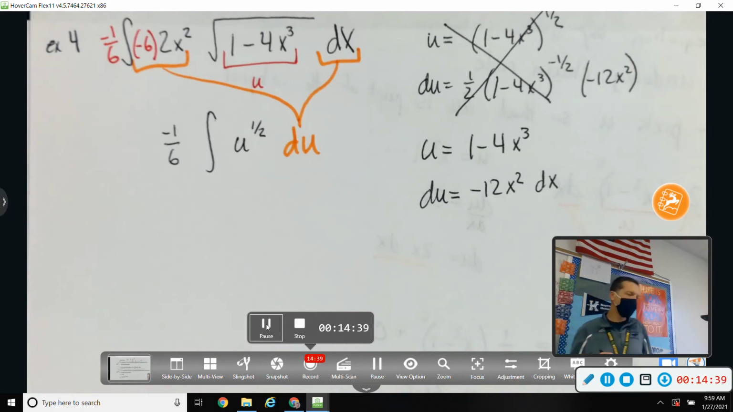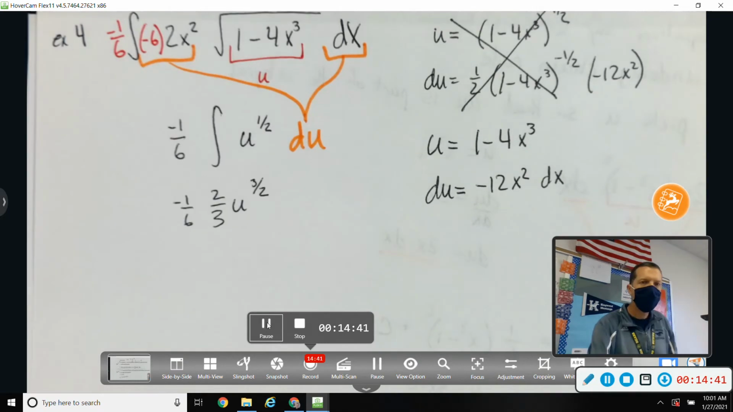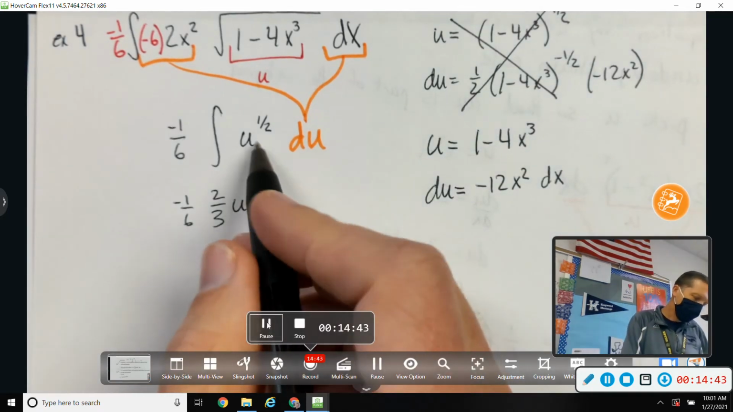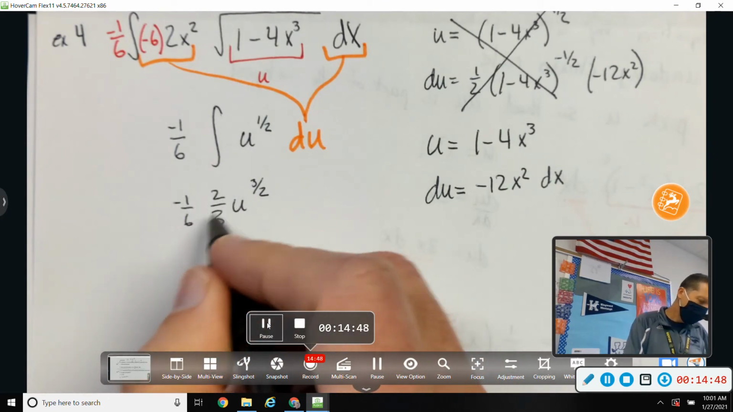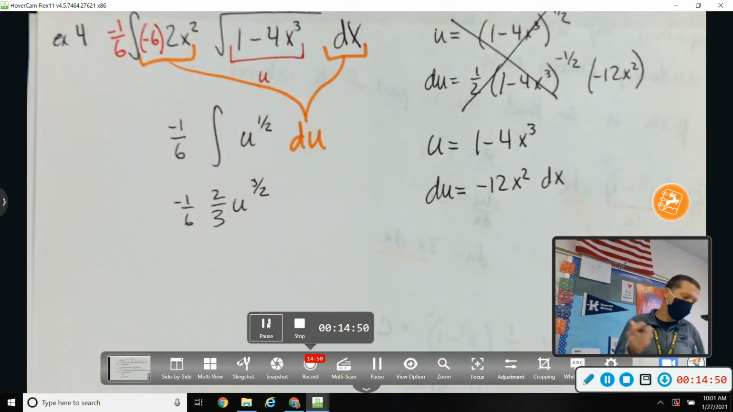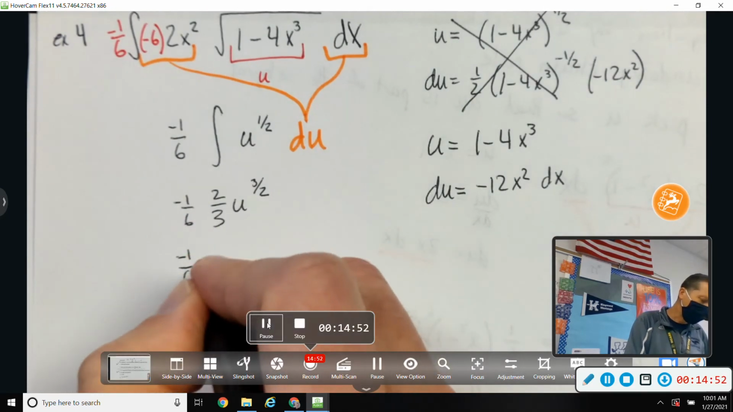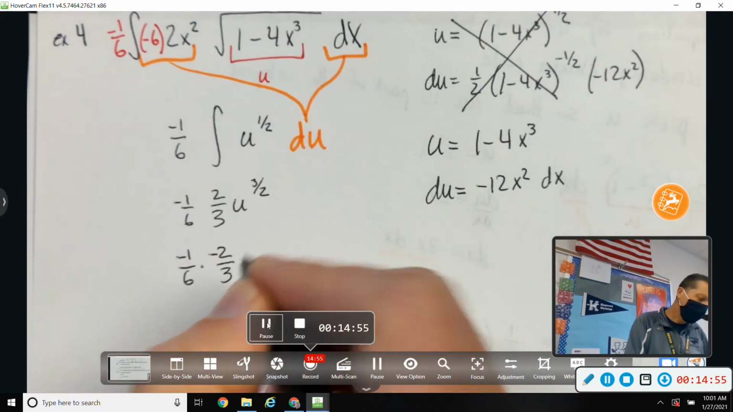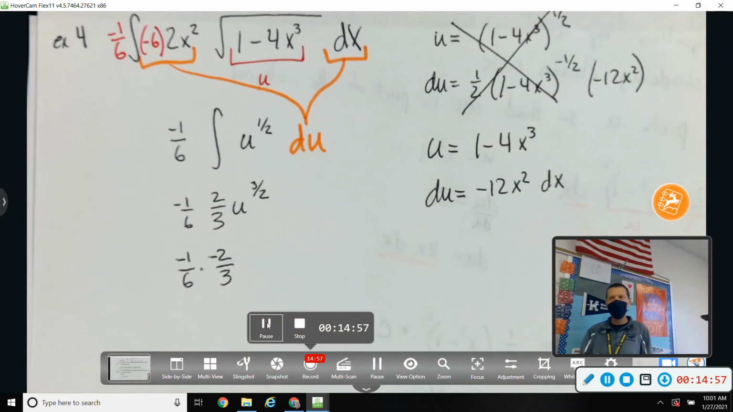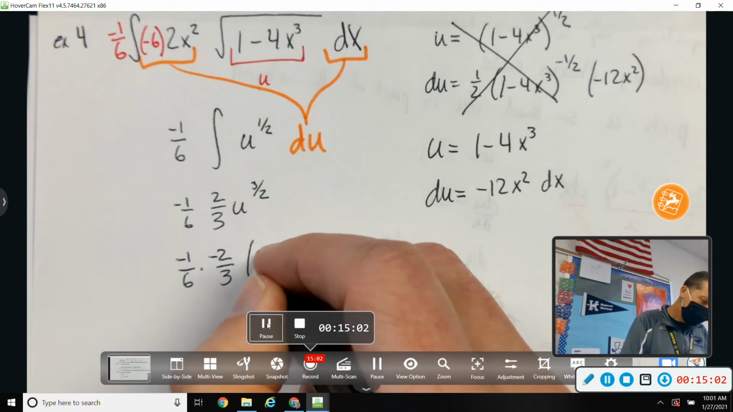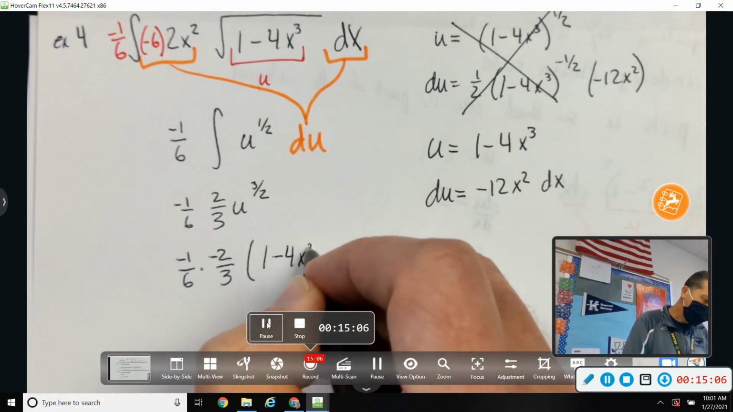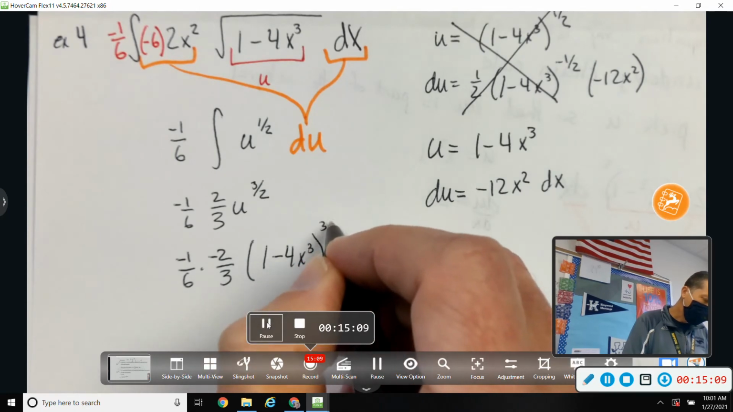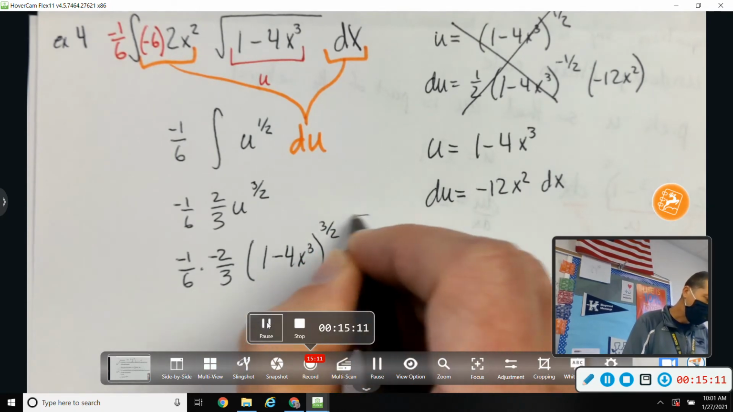See if you can finish it from there. So increase the power by 1, divide by the new power. Well, actually, you wouldn't have to simplify that. You can safe stop and not even worry about it. Leave it as negative 1/6 times 2/3. You can't leave u to the 3/2 though, because this problem started with x's, so we've got to finish it with x's. So u was 1 minus 4x cubed to the 3/2 plus c.